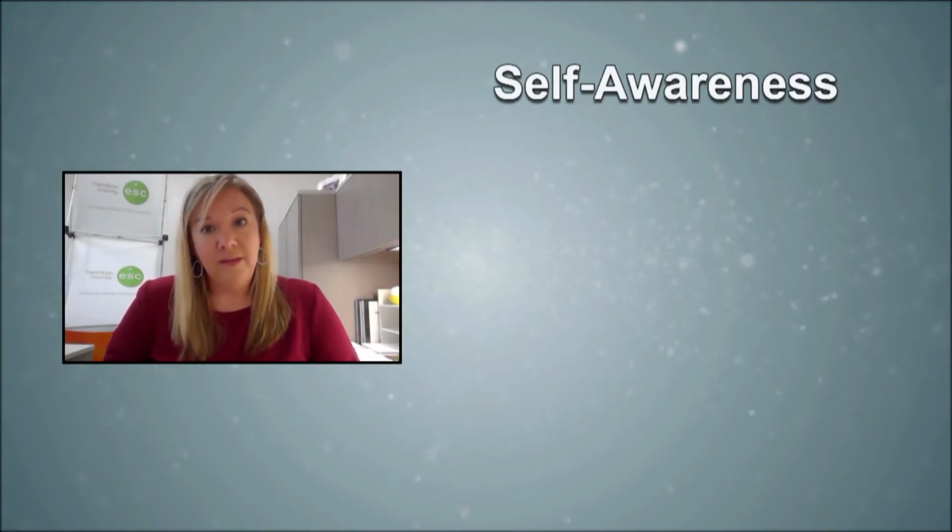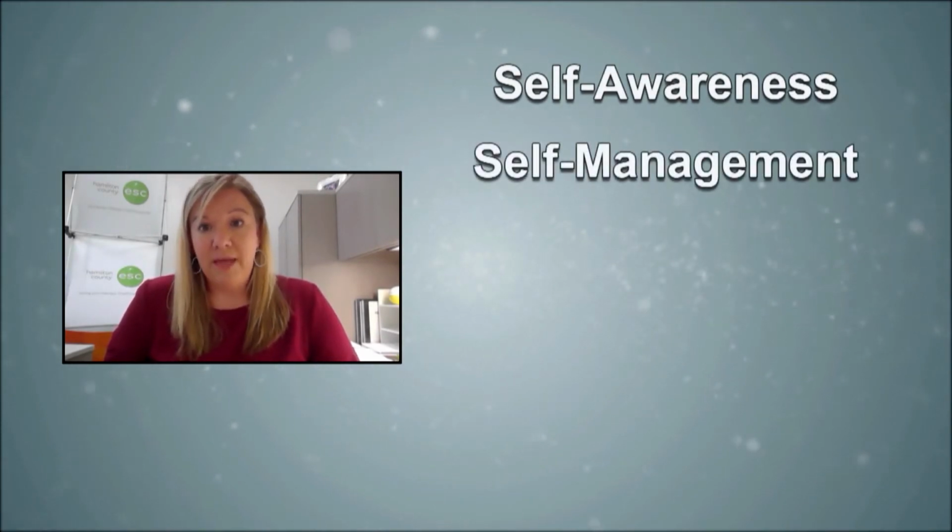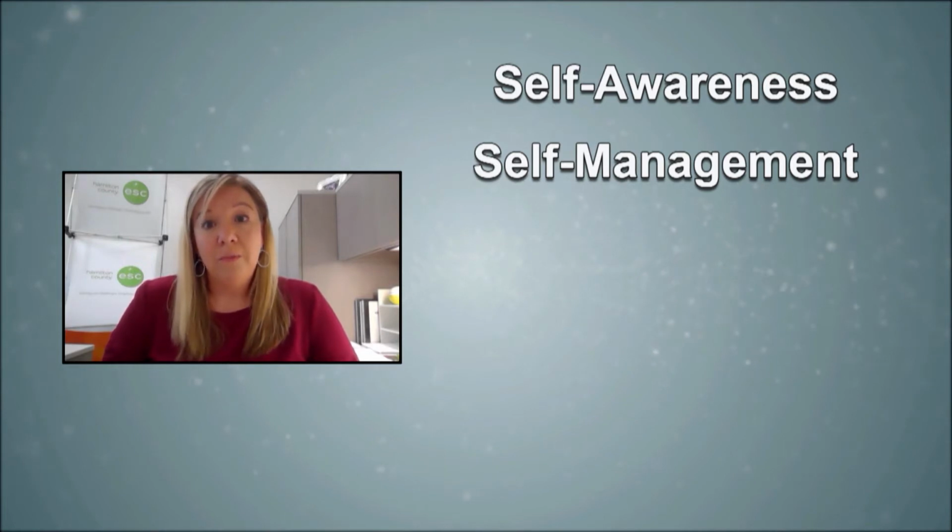The 5 competencies of social emotional learning skills, they build on each other. They're kind of like a stair step. So first you have to be aware of yourself and what you bring to the table. Then you have to be able to manage that awareness so that you have appropriate behavior.